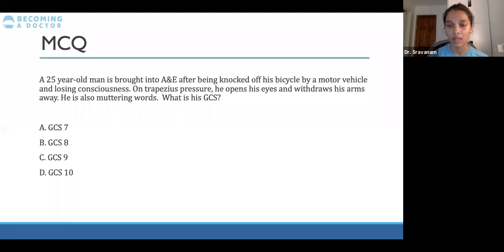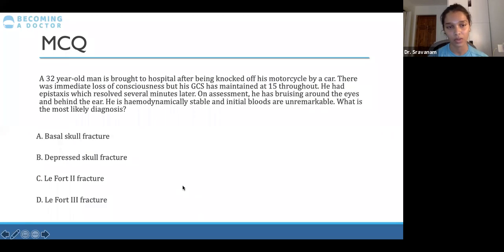Does that all make sense? Muttering words can also be confused. Yes, I agree. That's true. We could give him a 4 if we're assuming that in this case, we'll take that as a best response. Yeah, totally valid. So I gave him a GCS of 9, based on this presentation. But you're right, it could be confused, and we could give him an extra. Right. All right, next question. I'm going to give you guys a minute to think about it, and I'm going to open the poll.